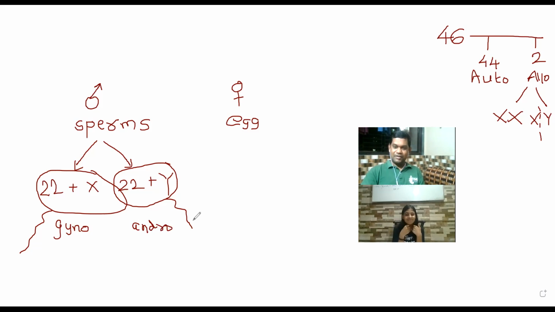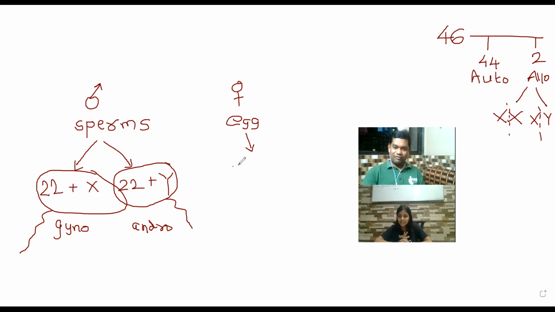Coming to the female, females have 44 plus XX. So the sex chromosomes are both the same type. Whenever they segregate, all the gametes will have only X. Males are X and Y, that was for sperm. This is for the egg now.